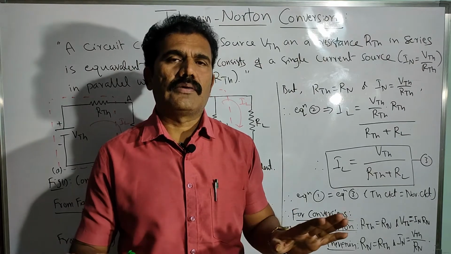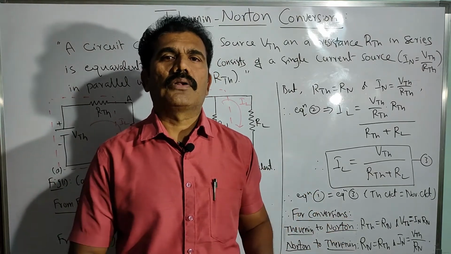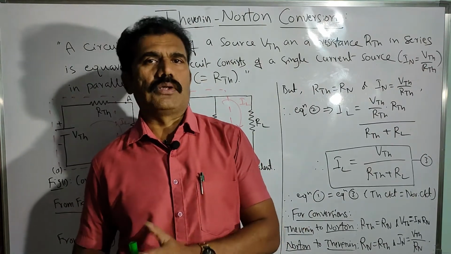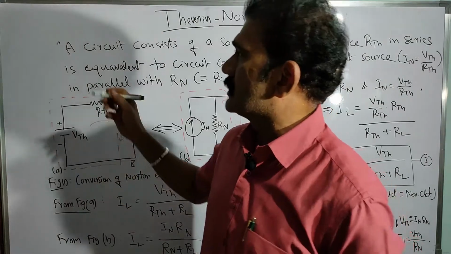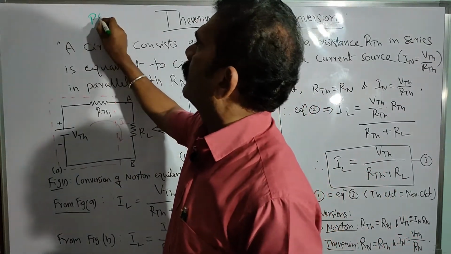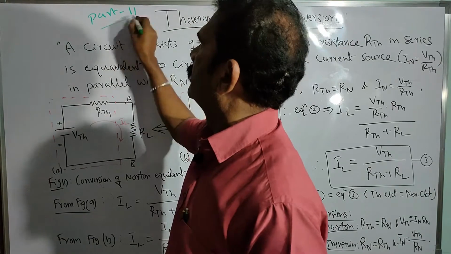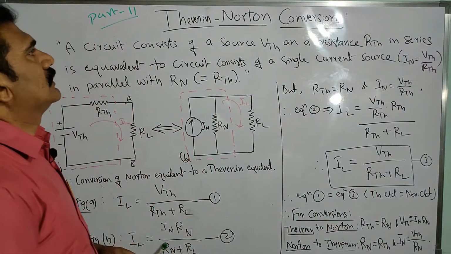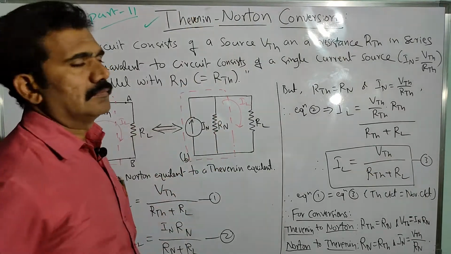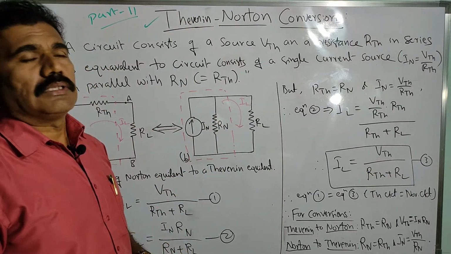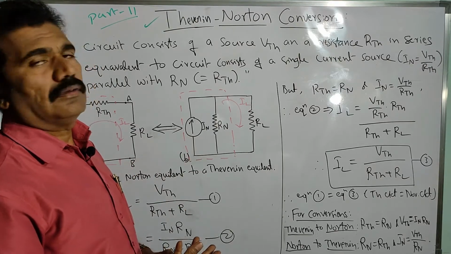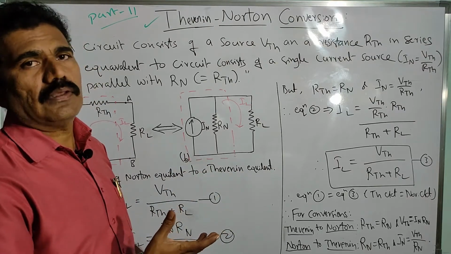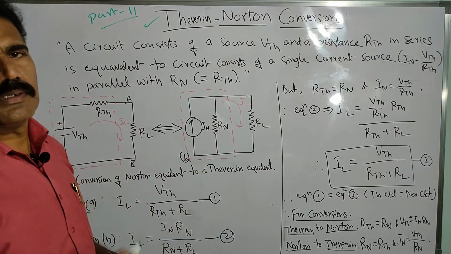So there are different ways to convert the complicated network into a simple network. I hope you understood all the procedure and even the proof in the previous videos. Now in this small video, part number 11, I am going to explain the concept of Thevenin-Norton conversion. It is the method of converting Thevenin to Norton or Norton to Thevenin. How are these simplified networks equivalent to each other? How is it possible? Now let us see.